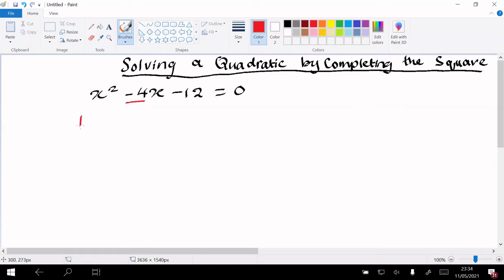And the first step is to halve the coefficient. It doesn't matter what the coefficient is, you always halve it. So you halve it and you're left with minus 2.